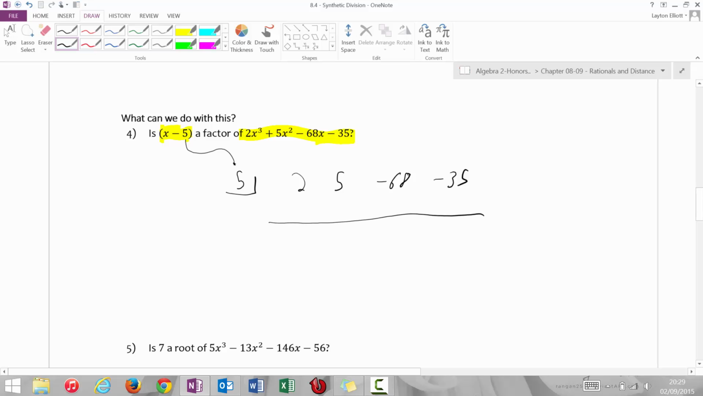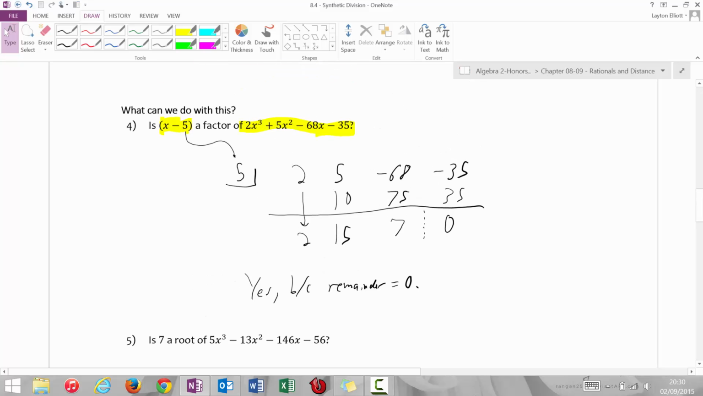So create the horizontal line, vertical, then carry the 2 down. 5 times 2 is 10, 15, 75, negative 7, positive 7, and positive 35, remainder 0. I don't have to go any further. I don't need to express my answer. The question is a yes or no question. And yes, and I can even go further because remainder equals 0.